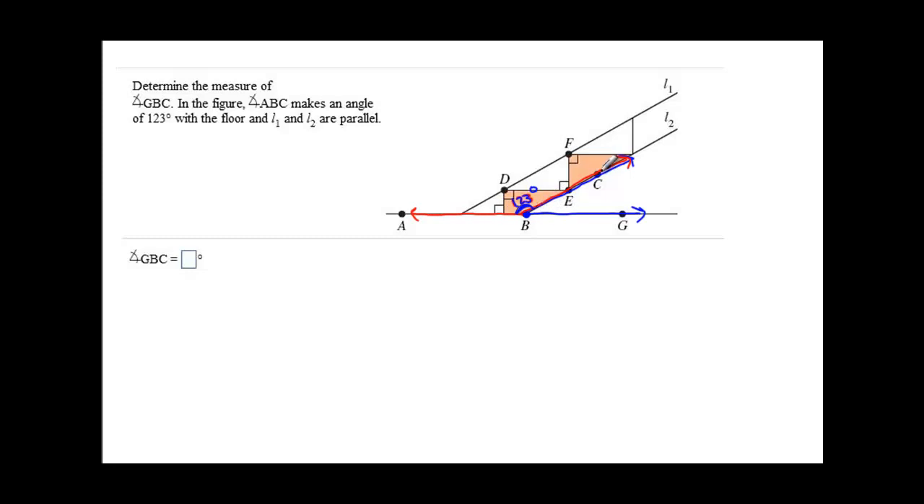Looks like angle ABC and angle GBC are supplementary angles, which means that the measures should add up to be 180 degrees. So we would have the measure of angle ABC plus the measure of angle GBC should equal 180 degrees. We know that the measure of angle ABC is 123, plus it's unknown what the measure of angle GBC is, but we know that their sum needs to be 180.